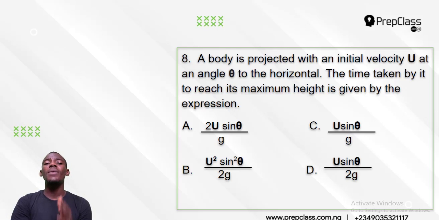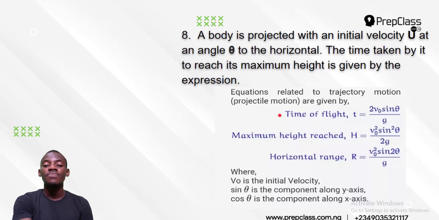Under projectile we have 3 master formulas that you must never forget. Once you know those formulas, you can answer any question on projectile. You must know the formula for the time of flight. The total time is 2v0 sine theta over g, where v0 is my initial velocity and g is my acceleration due to gravity. This is the formula for total time.